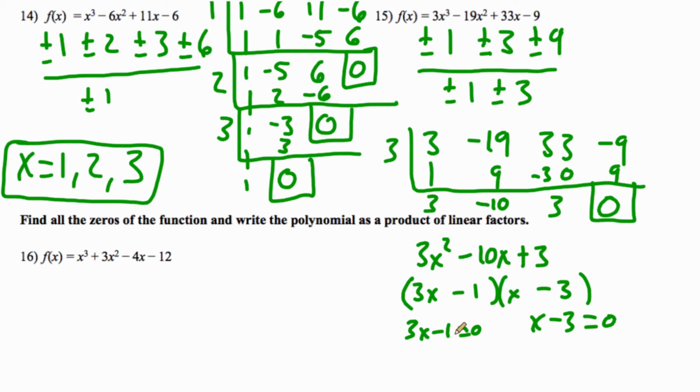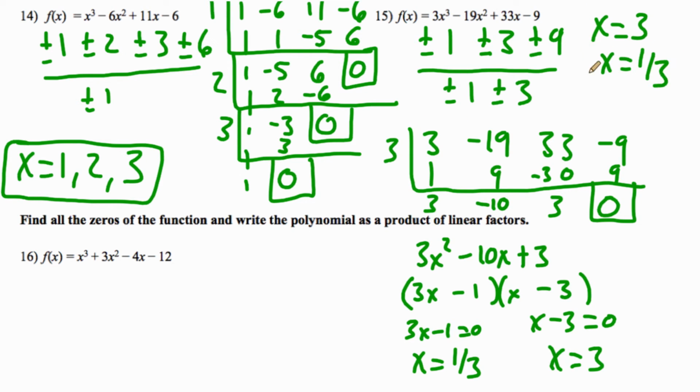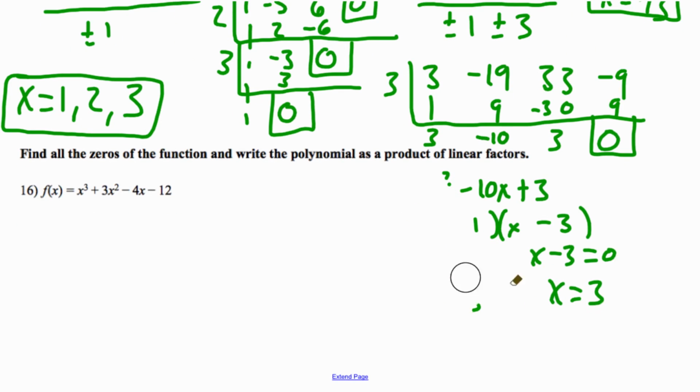For this first one, we'd add the 1 over and divide by the 3, so we get x equals 1/3. For the second one, we'd just get x equals 3. So again, we've got 3 zeros since this is a cubic. We had x equals 3, and that actually showed up a couple of times. And we also had x equals 1/3. That only showed up once. So it looks like there's only 2 zeros, but 3 is a repeated 0. It's showing up multiple times.